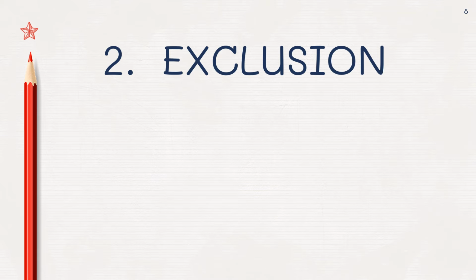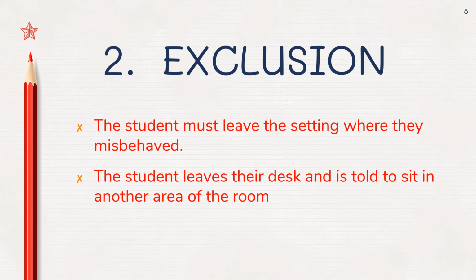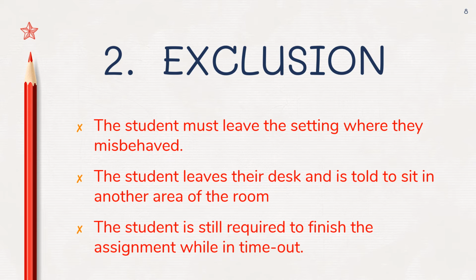Number 2 is exclusion. The student must leave the setting where they misbehaved. The student leaves their desk and is told to sit in another area of the room. And finally, the student is still required to finish the assignment while in timeout. This is the more traditional form of timeout that many teachers and parents use. In this way, the student can observe what is taking place in the class from a distance and model the on-task behaviors of his or her classmates.